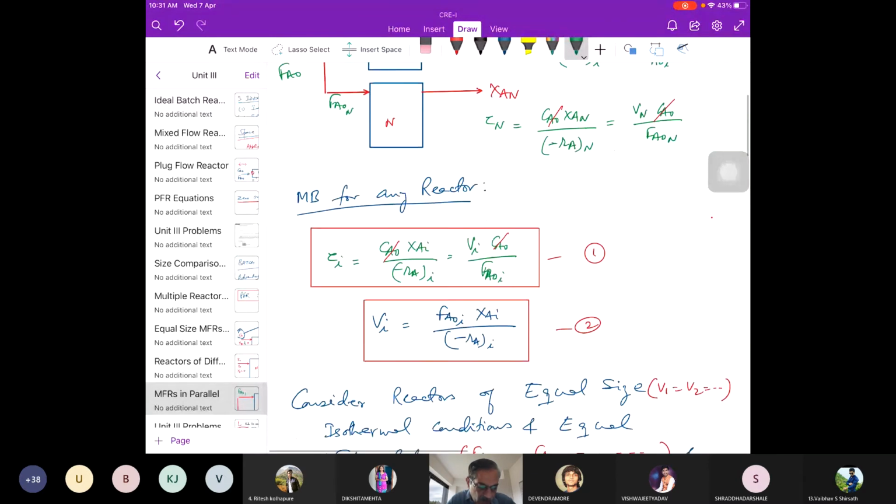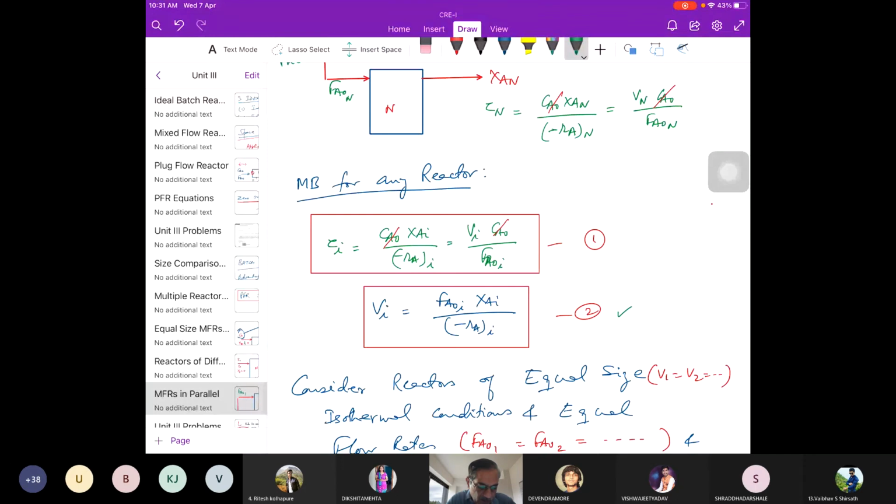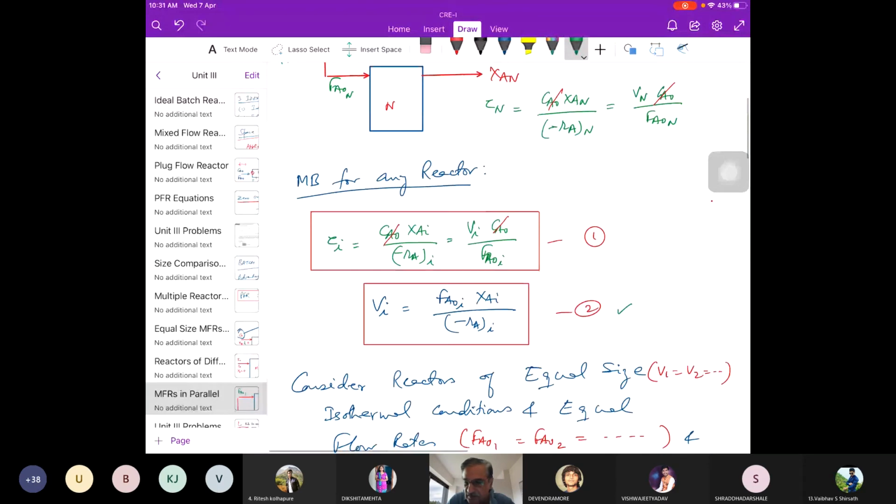So we can find out the volume of any reactor if we know the conversion and the flow rate or molar flow rate and the rate. Okay, just applying the performance equation for a mixed flow reactor to each reactor or any individual reactor.